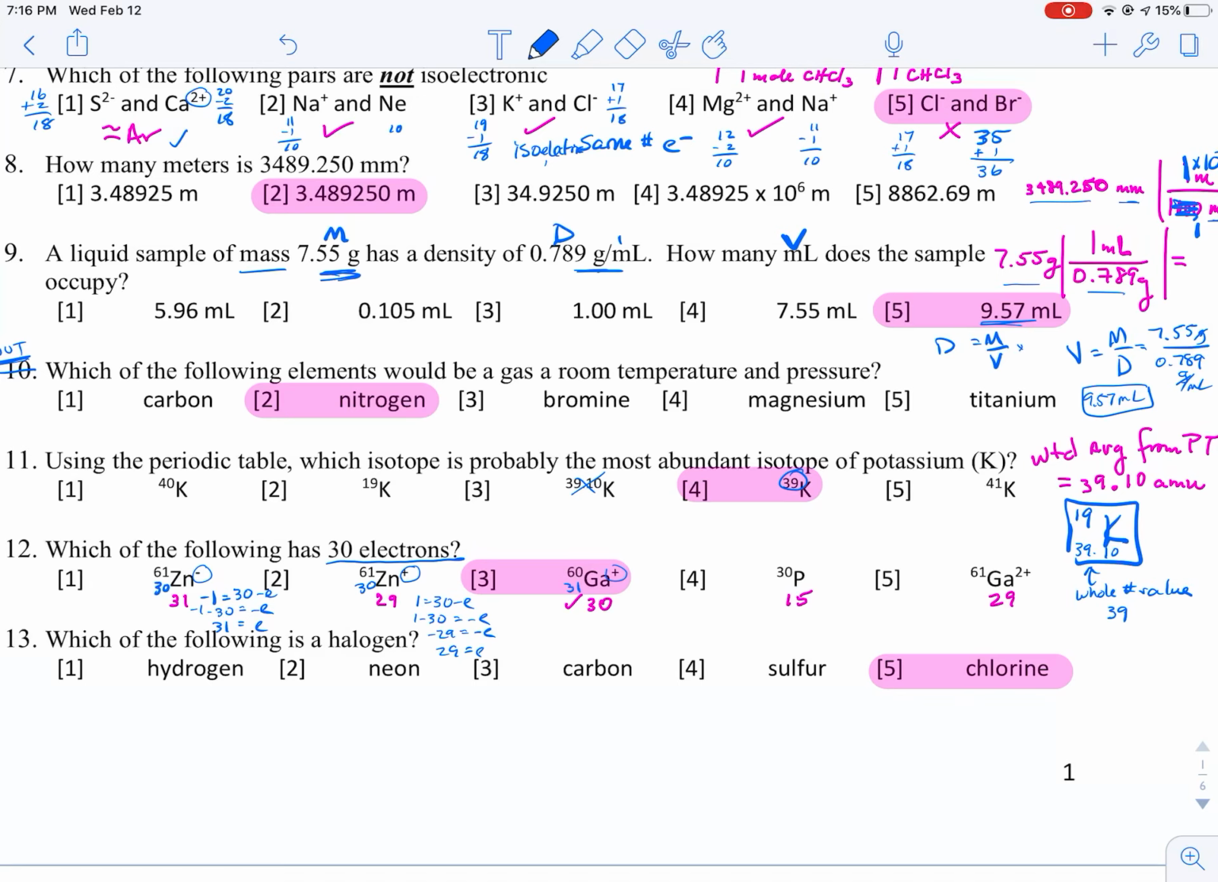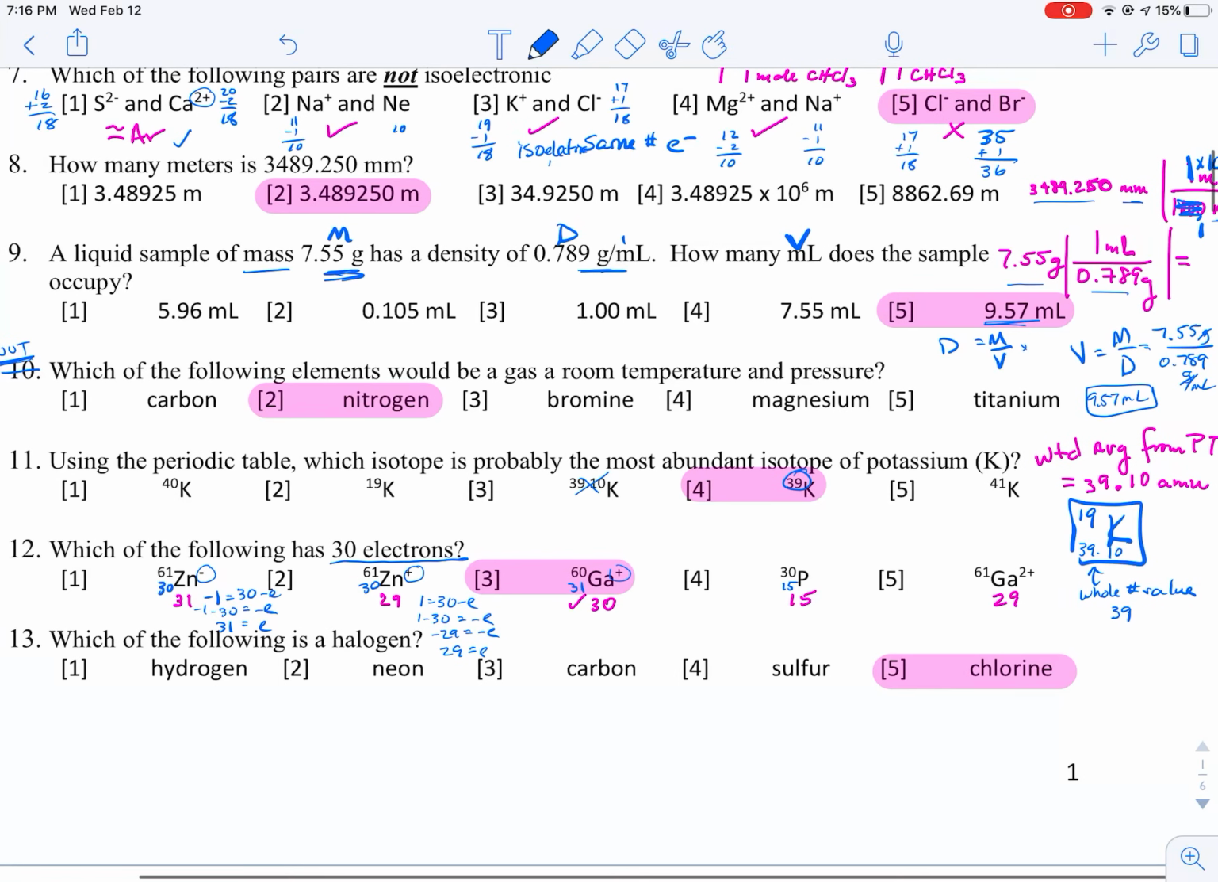Gallium is 31 right here. Phosphorus is 15. And since this is neutral, that's how come it's 15. And then gallium is 31. Pretty sure if you follow the same format, you can go through this and you can figure out which one is the right answer. It's wanting to know which one has 31.